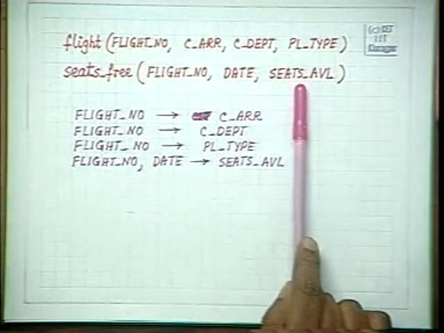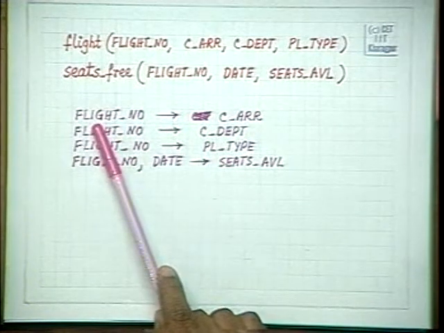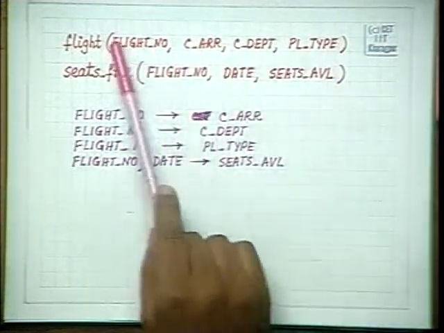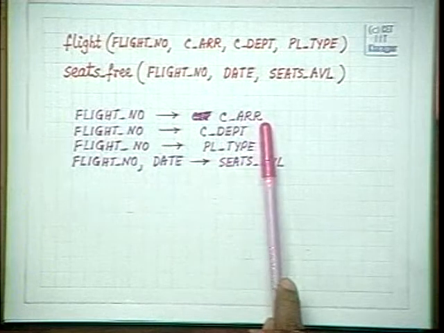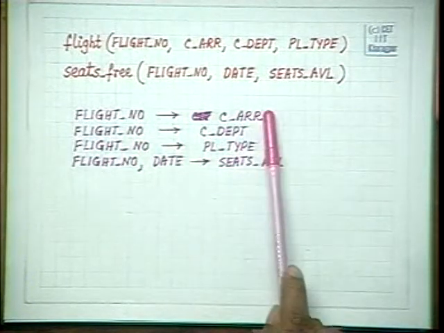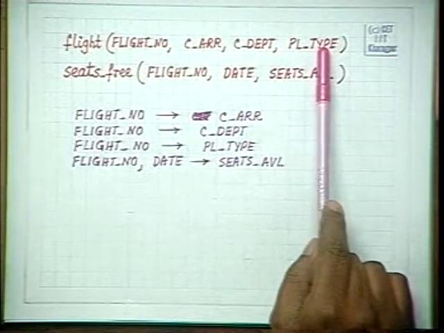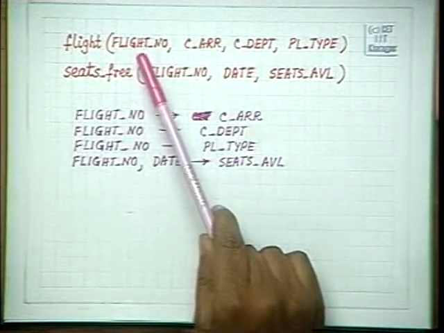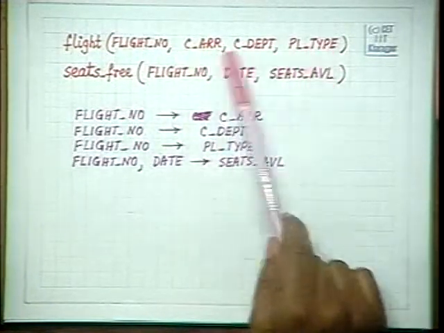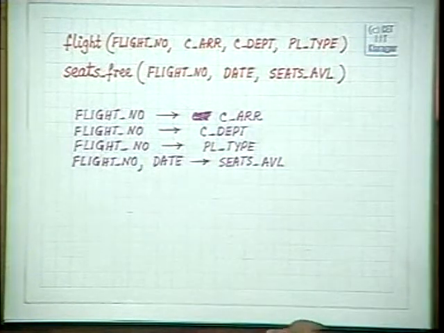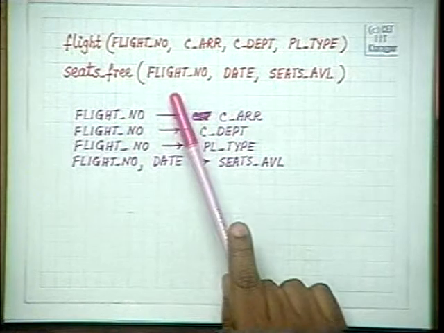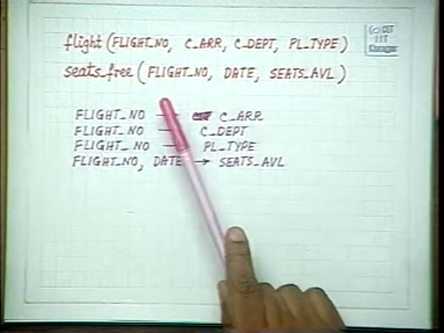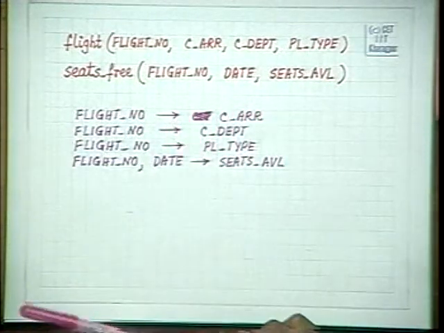If this is the number of seats available, then we have the following functional dependencies. Flight number is a key attribute here. So, flight number gives city of arrival, city of departure, as well as type of plane, because it is a key attribute here. All flights which have the same number will have the type of plane, city of arrival and departure to be the same. But since they can fly on different dates, flight number will not be a key attribute here. The same flight may be flying on different dates, we assume that.